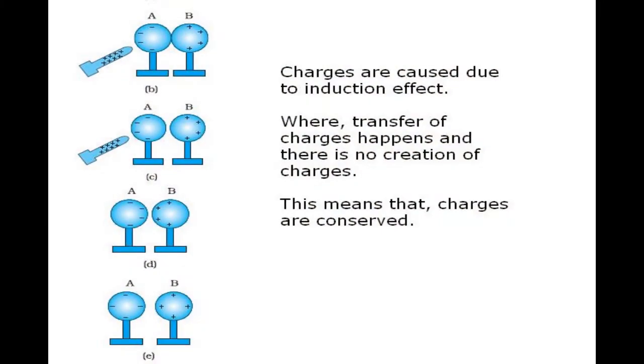Similarly, now since the electrons from body A are transferred to body B, what happens is body A becomes deficient of electrons, or it has fewer electrons than it had before, so it is now positively charged. So ultimately what happens is just the charges get transferred, and that imbalance causes charging of bodies. So charges are conserved.